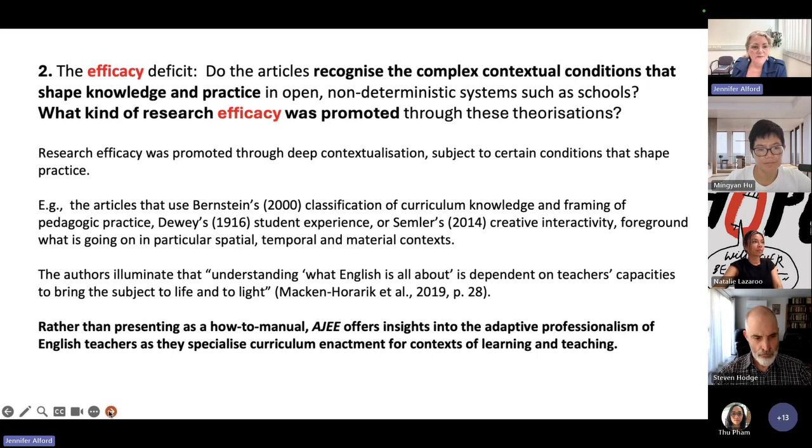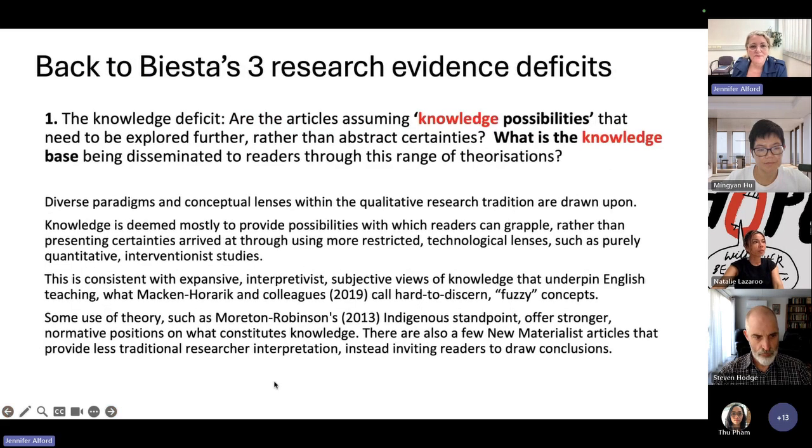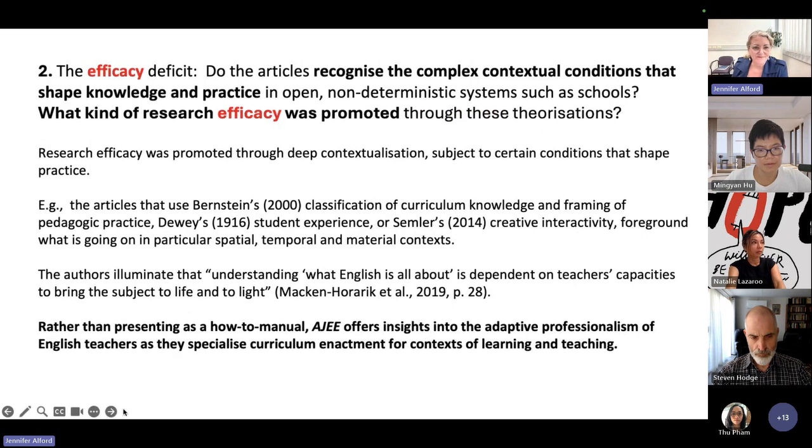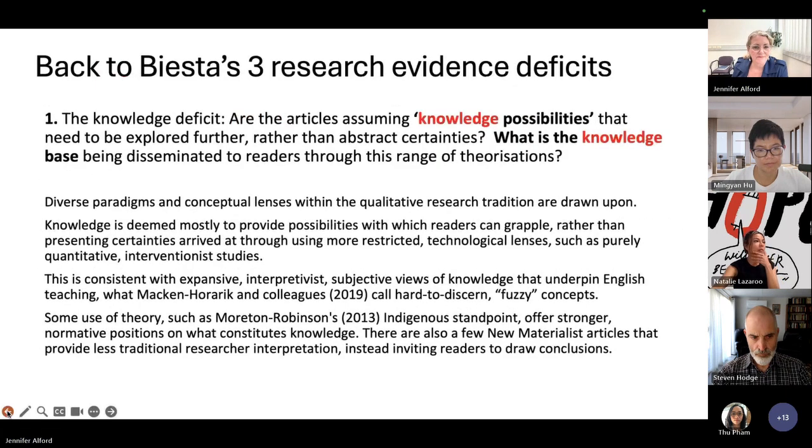Knowledge is deemed mostly to provide possibilities with which readers can grapple, rather than presenting certainties arrived at through more restricted technological lenses. And this is consistent with expansive, interpretive, and subjective views of knowledge that underpin English teaching. It's what Mack and Hararick and colleagues call hard to discern fuzzy concepts in English teaching. And many students in my lifetime as an English teacher have complained about English being too fuzzy.